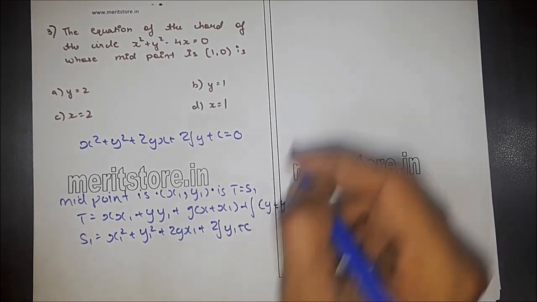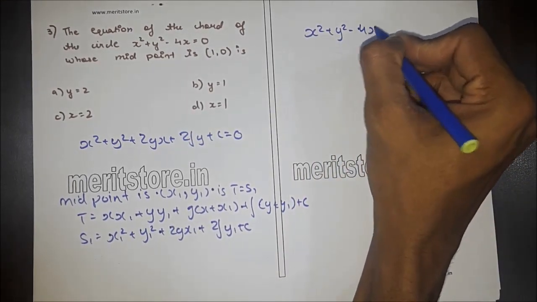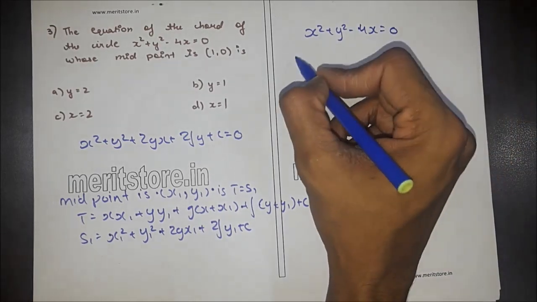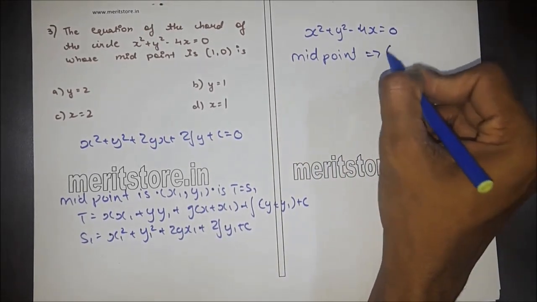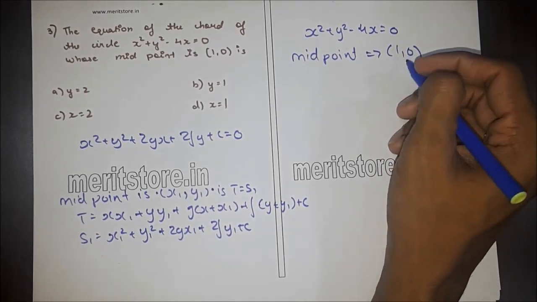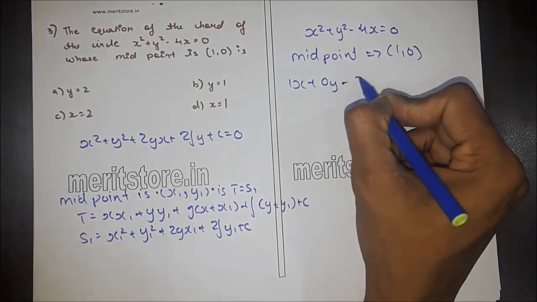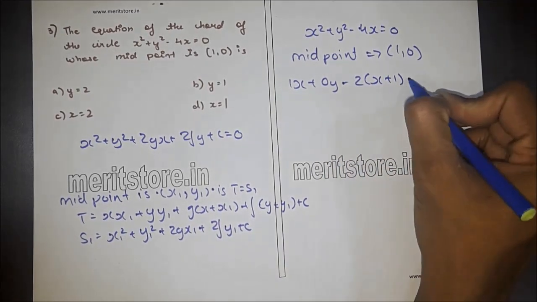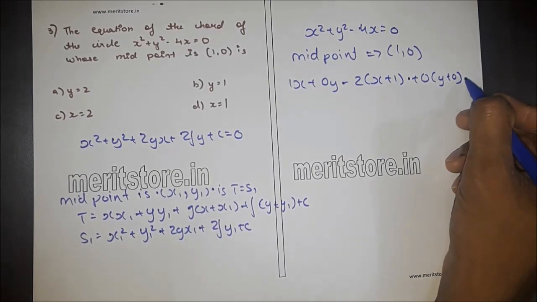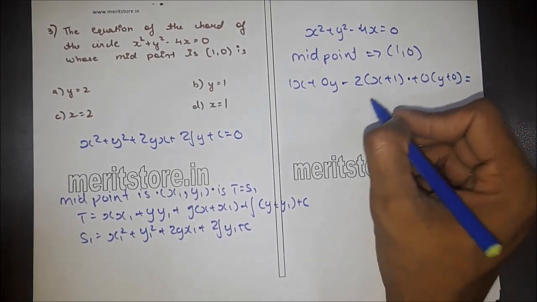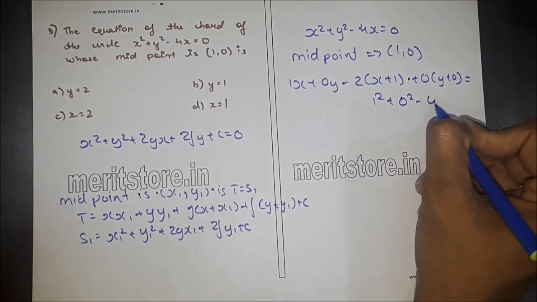The equation of the chord of the circle x square plus y square minus 4x is equal to 0, where midpoint is given as 1 comma 0. So substituting this, we get 1x plus 0y minus 2 of x plus 1 plus 0y plus 0 equal to, we get this as 1 square plus 0 square minus 4.